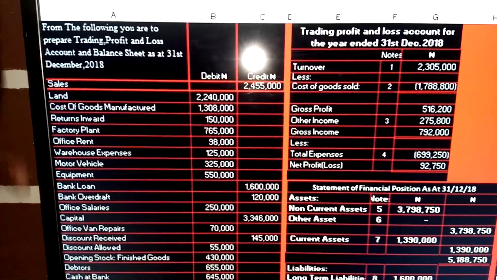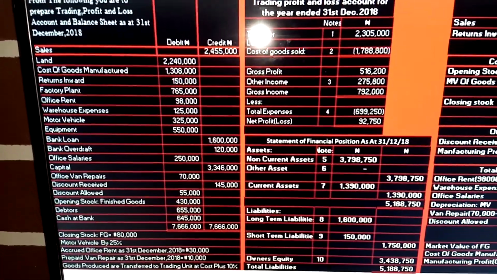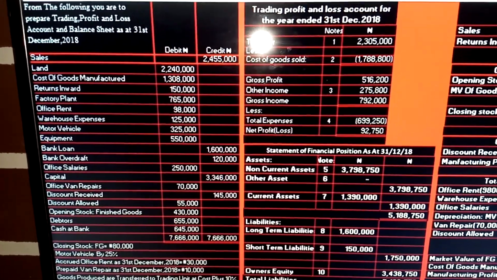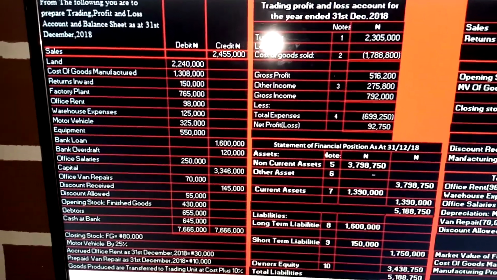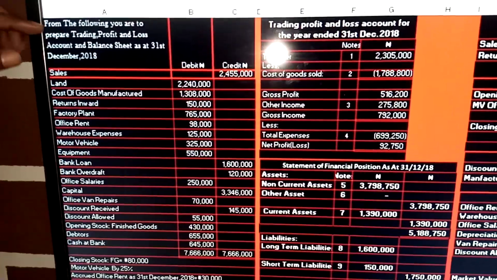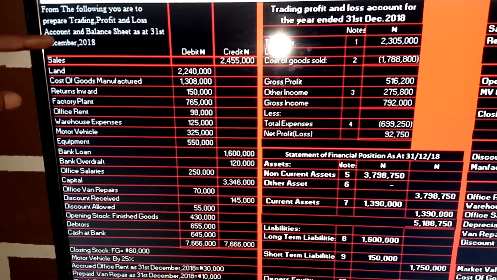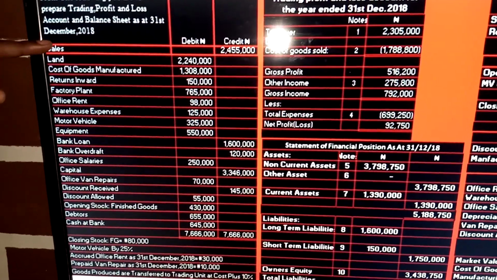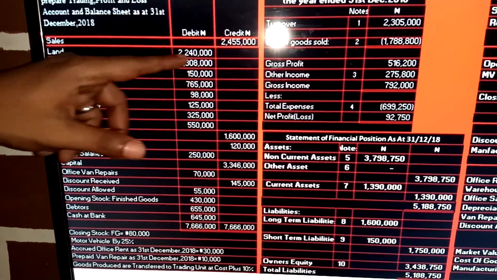Here is an illustration that also recognizes manufacturing profits and some other adjustments. So it's a question that we've solved already. We just brought in some twist to it via additional information. So let's go. We have from the following: you are to prepare trading profit and loss account and balance sheet as at 31st December 2018. So we have our sales, land, cost of goods manufactured. Remember, your cost of goods manufactured is derived from where?